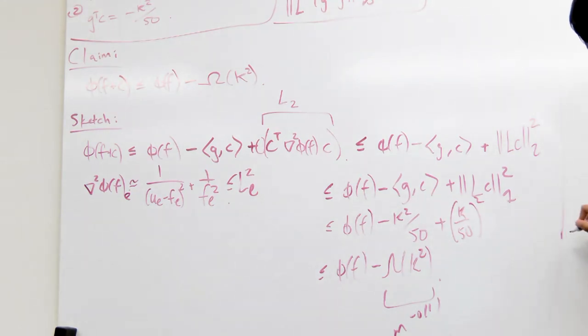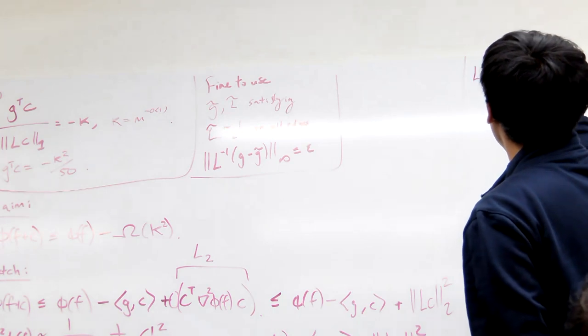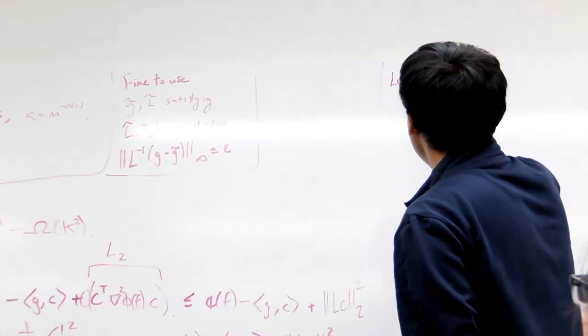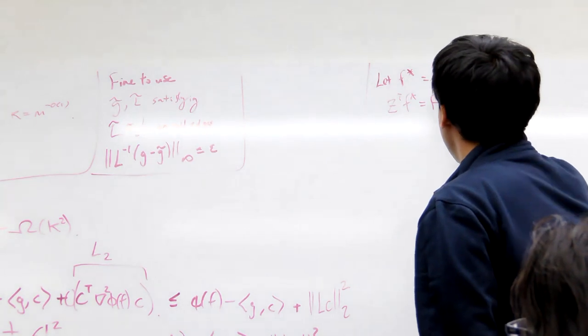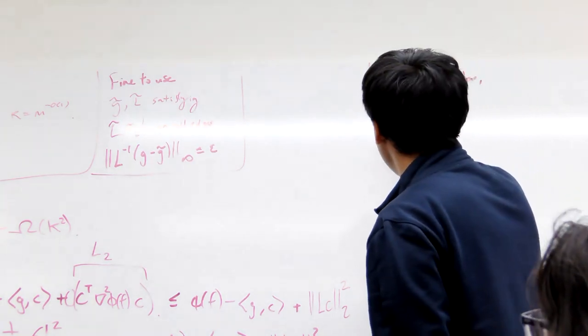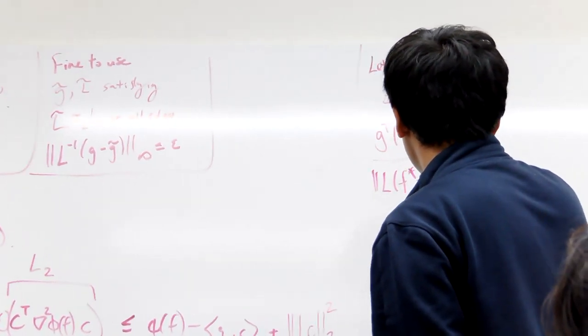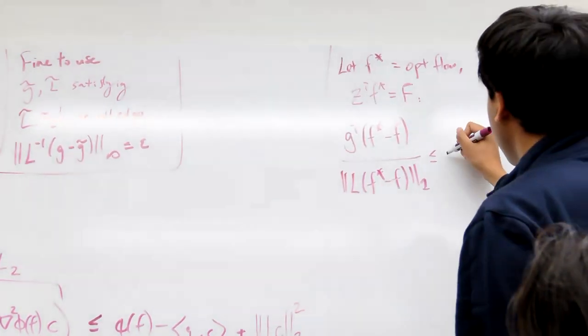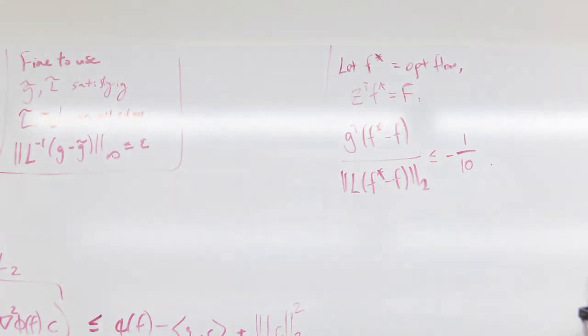So now I think we understand why, if we're able to find a cycle C with that good ratio, then it's good. So the main claim I want to make now is about G transpose. Let F star equal the optimum flow, as in Z transpose F star equals capital F. Then what you're basically able to show is that this is at most negative 1/10 or something.